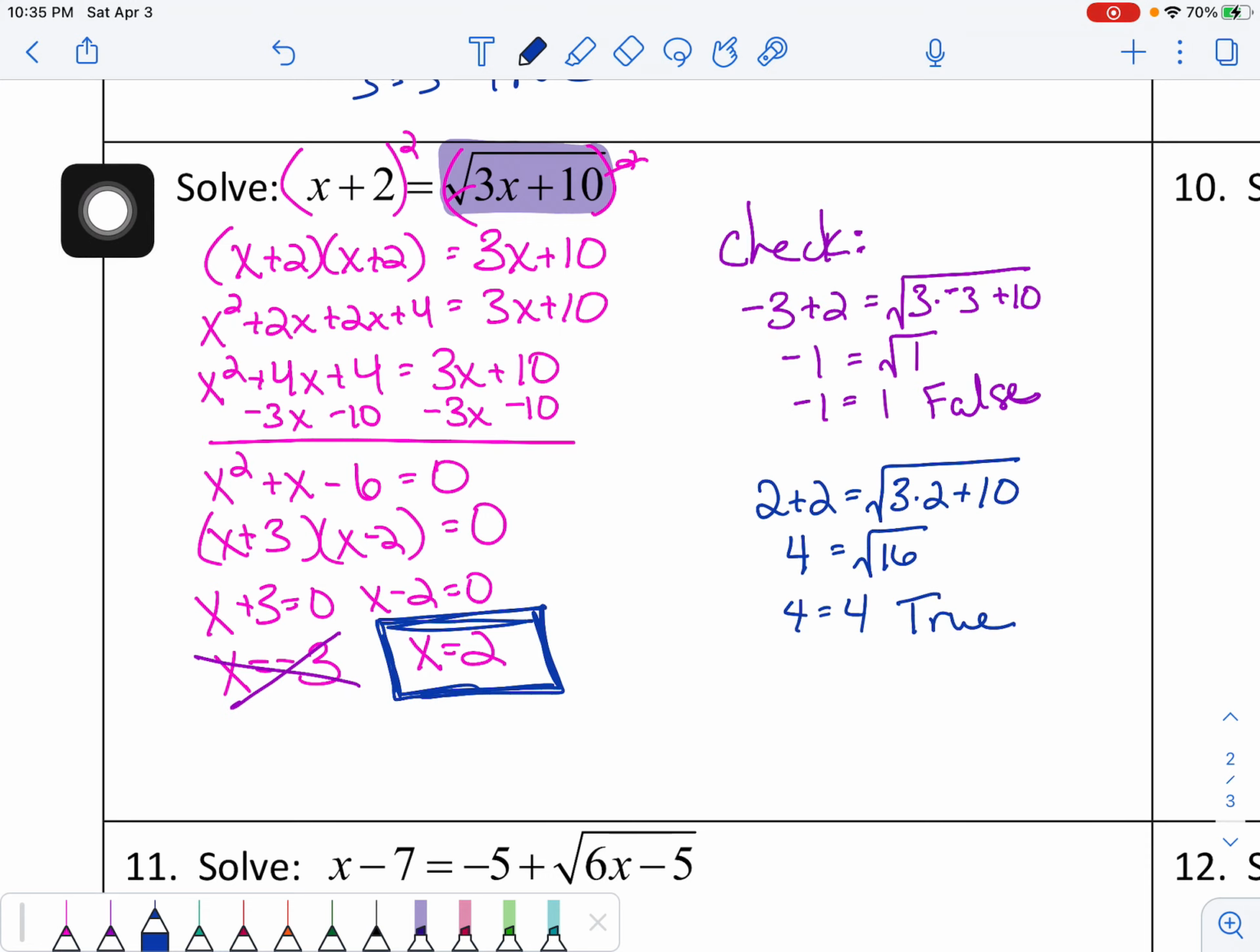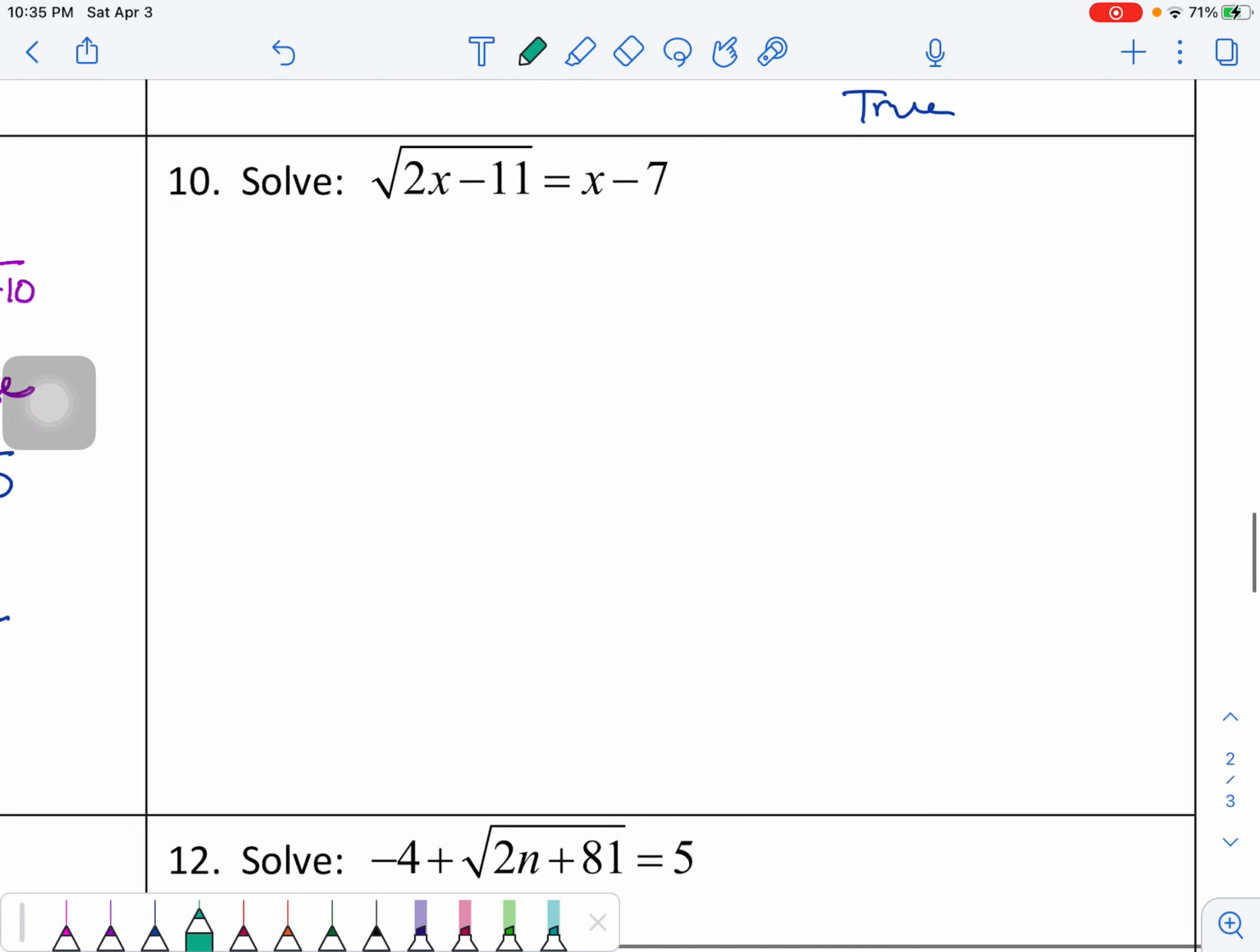Now, every single thing that we did in this problem was mathematically correct from start to finish. The only way we knew that this answer didn't work is by checking the solution. There's no other way to find it, okay? So that's why I kept stressing you have to check your work because you're not going to know if the answer is right or not, okay? All right, so I'm going to slide over to number 10 here.